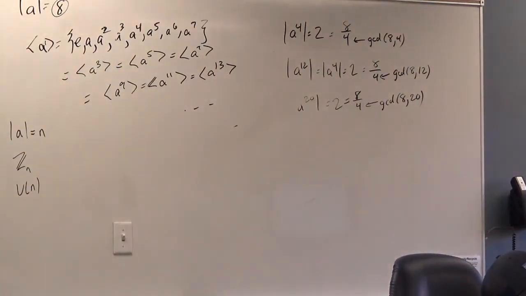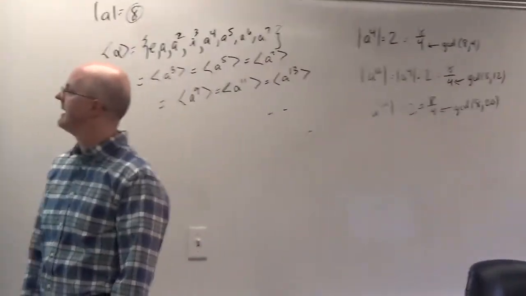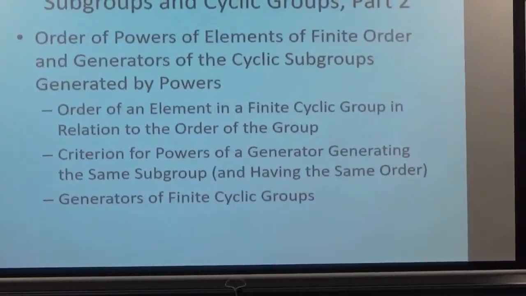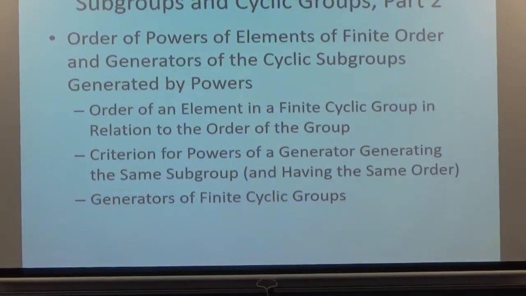Generators of finite cyclic groups, again, for the given a, would be a to those powers that are relatively prime to n. And those powers would be the same as the elements in Un when you take them to be less than n and positive still.